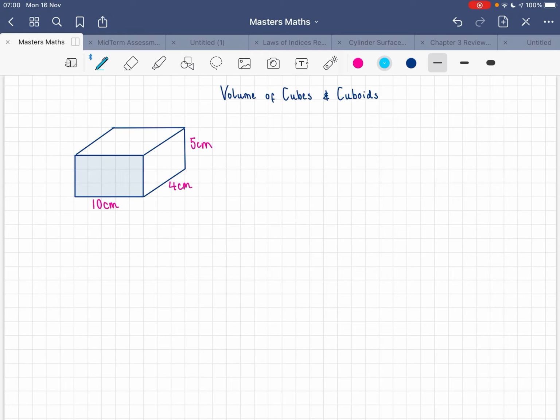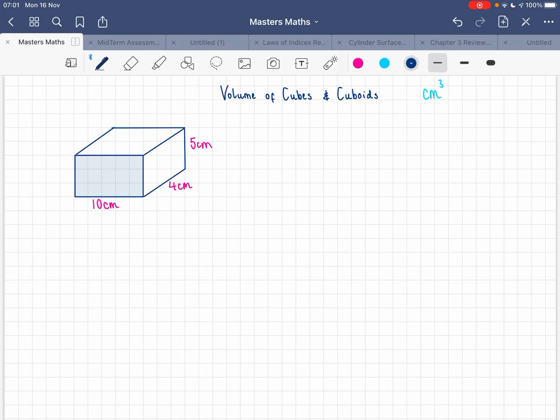So here we have a basic cuboid, and we're finding volume, so we are finding the space inside of the 3D shape. We're not finding area anymore, we're not finding the outside flat surfaces, we are finding the space inside the 3D shape. We measure it in cubes, so centimeters cubed, meters cubed, millimeters cubed, whatever your units are, they will be cubed for volume because we're talking about the space inside of a 3D shape.